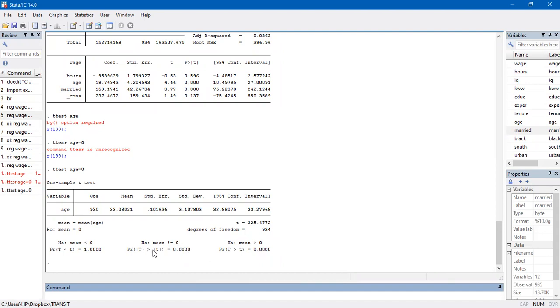If you come to this one too, this is the two-tailed. So mean is not equal to 0. If it's not equal to 0, see that the p-value is 0.00. So we reject the null hypothesis that the mean of age is equal to 0 and accept that the mean of age is not equal to 0. Is that okay?